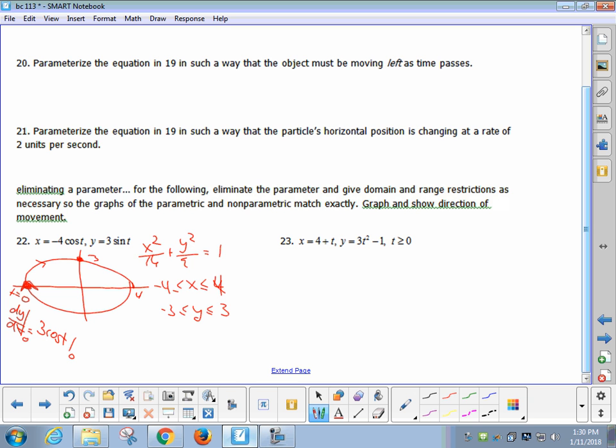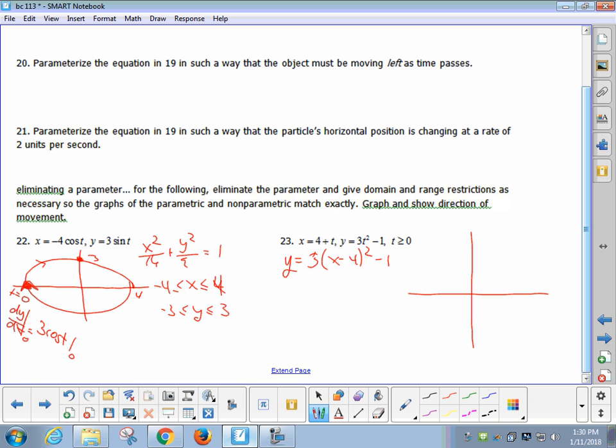This one, some of you need to make corrections on this one. Most people eliminated the parameter correctly. Do you have something like this? Yeah. Okay. I had a lot of people go on and distribute. Why would you distribute and why does that help you? Why would you do that? Okay.